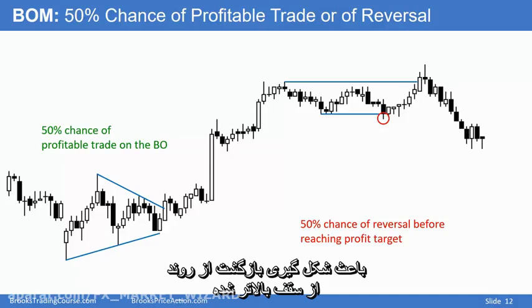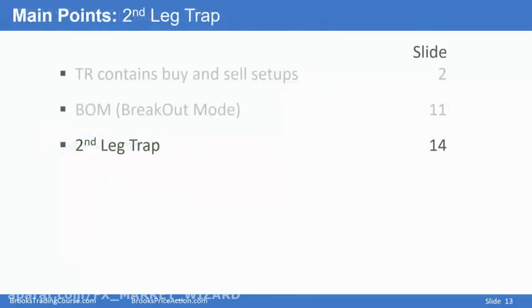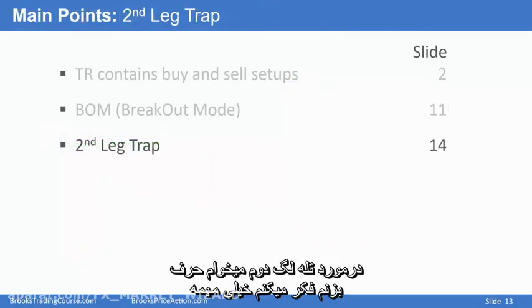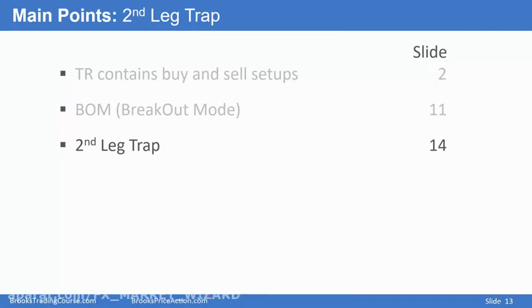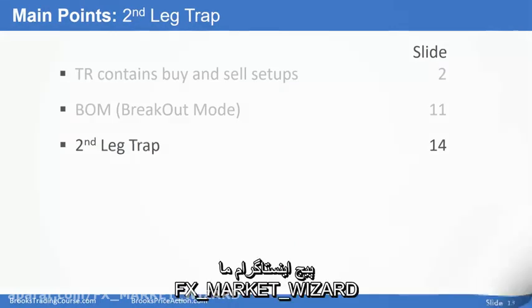Formed a higher high, major trend reversal. I want to talk some about second leg traps. I think they're very important and they create a major problem for traders starting out.